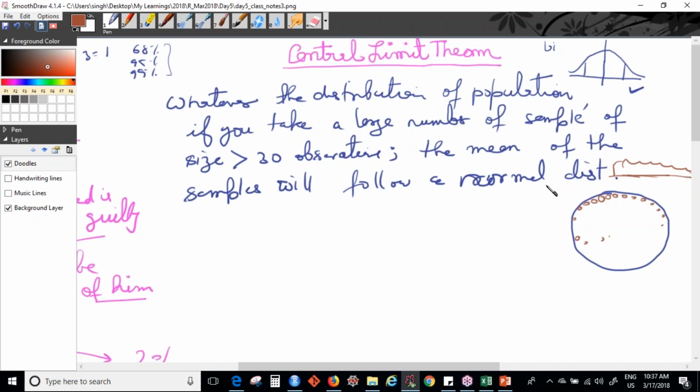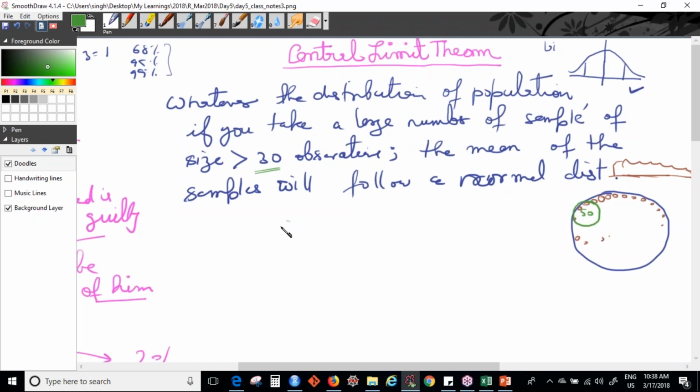Definitely this is not normal. Now what I will do is take a large number of samples of size greater than 30 observations. So I will start sampling now. I will take a sample of, let's say, 50 people here. Let's say these are the 50 people I have included. Greater than 30 is what I have to remember.